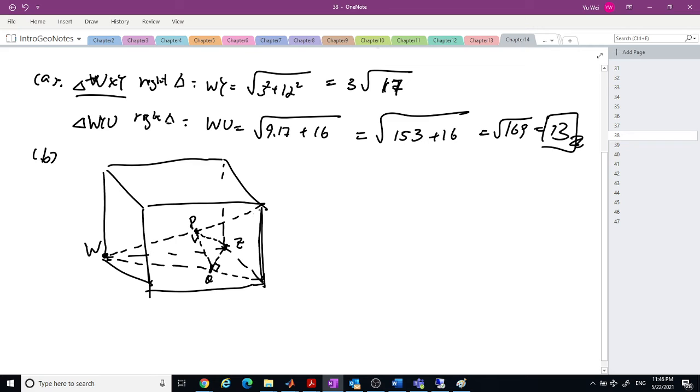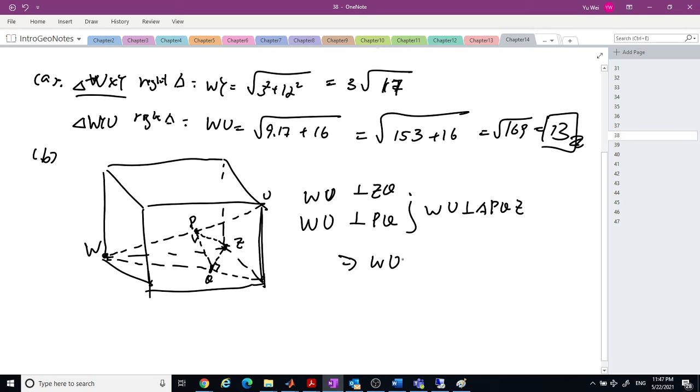So that's why WU is perpendicular to ZQ, right? And also WU is perpendicular to PQ, right? So WU will be perpendicular to the face of the PQZ triangle, okay? So that's why WU will also be perpendicular to PZ, right? So now we can do it, okay?